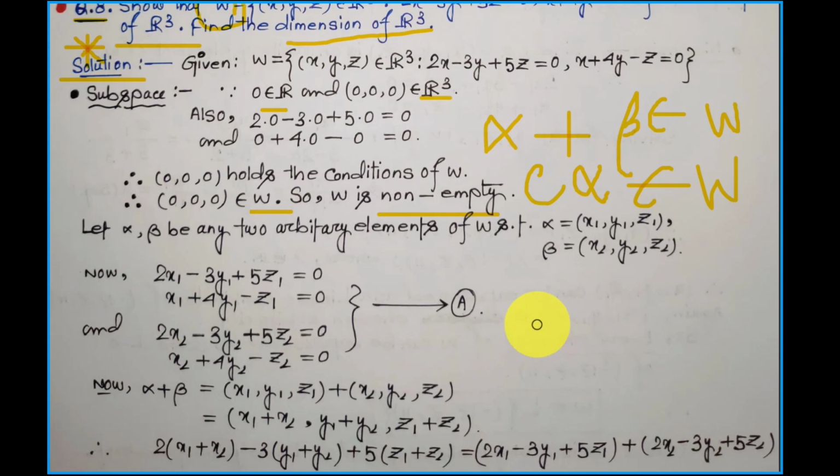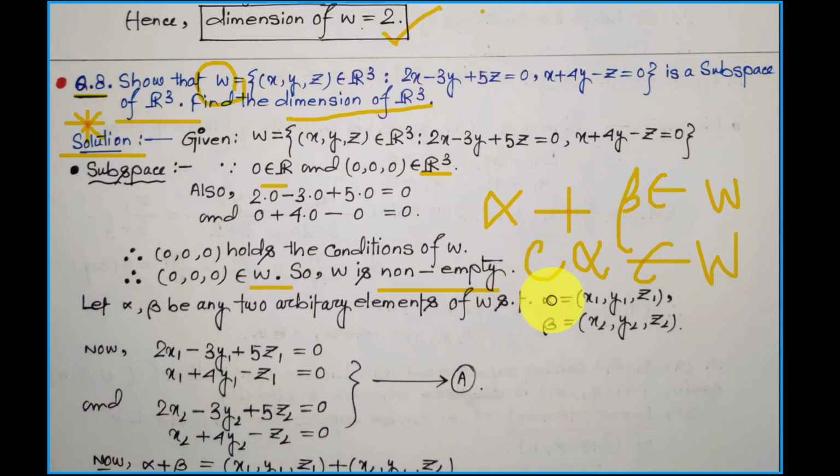Next, come to the second condition, that is alpha plus beta belongs to W. How? Let alpha, beta be any two arbitrary elements of W. Then alpha belongs to W and beta belongs to W. Here we consider alpha equals x1, y1, z1 and beta equals x2, y2, z2. So definitely these both elements will satisfy these conditions.